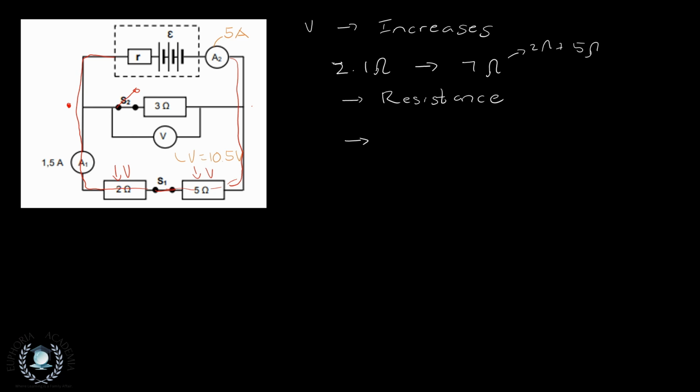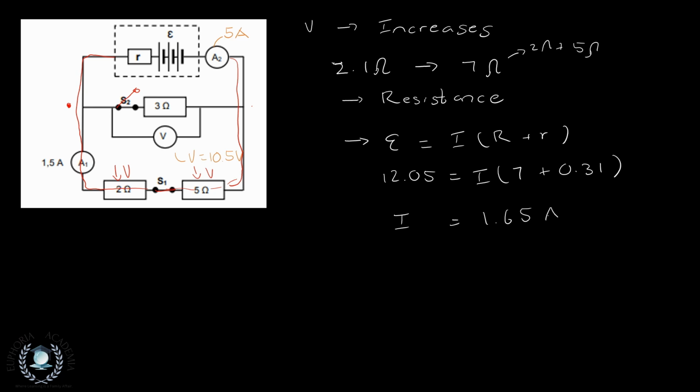Well, we can still use our EMF equation, and that is still equal to I times big R plus small r. We're trying to find our I, and our resistance is 7 plus 0.31, and we're going to see that our I is going to be 1.65 amps, and that's the lowest that we've had.